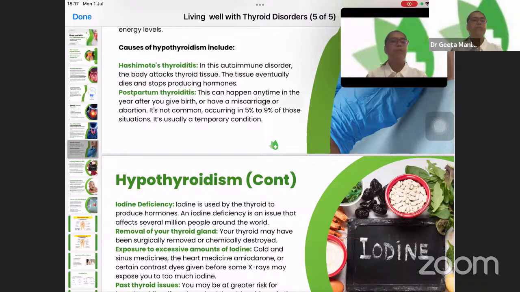Postpartum thyroiditis. This can happen anytime in the year after you give birth or have a miscarriage or abortion. It is not common, but it occurs in 5 to 9% of these females. It is a temporary condition. It usually heals by itself at times, but at times some medication is required.